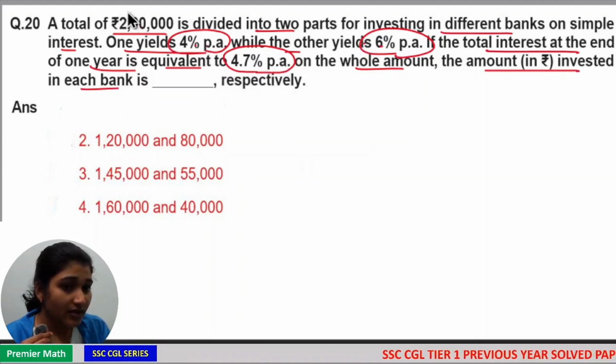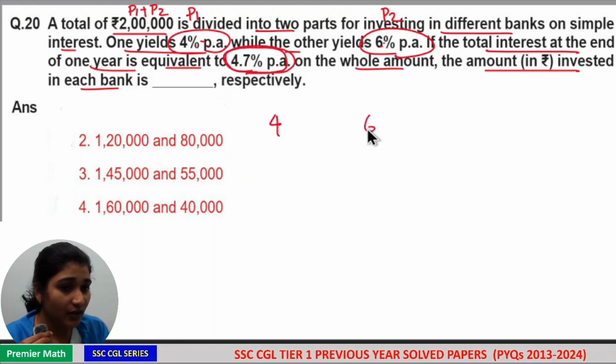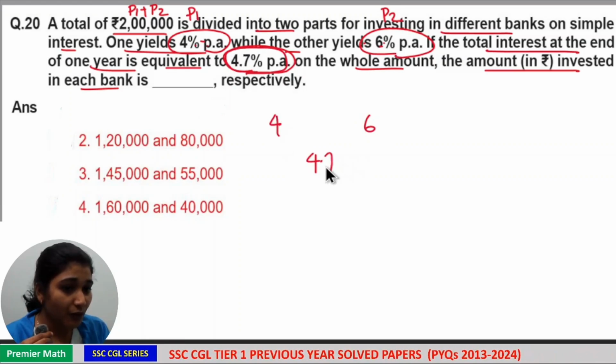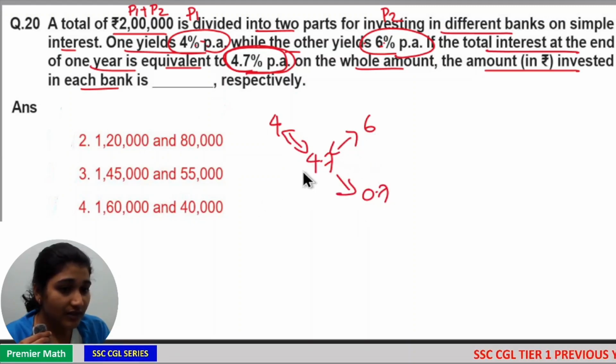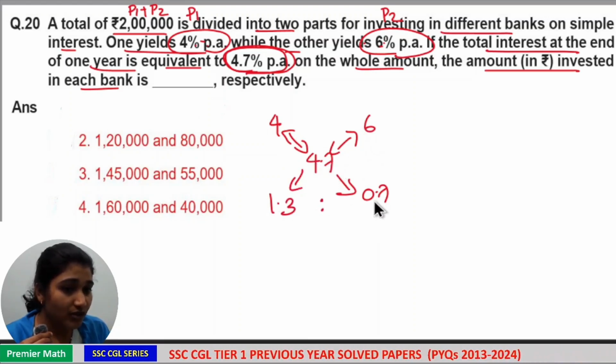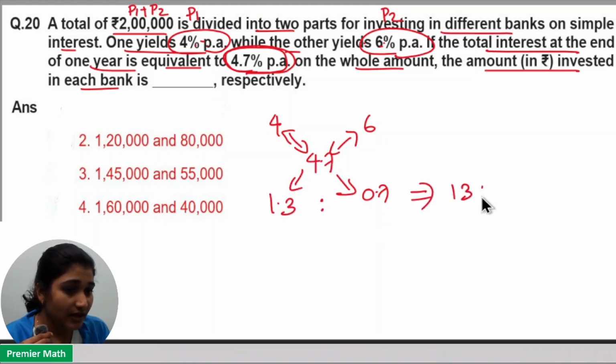Consider the 2 lakh divided as P1 and P2. 4% is the interest on P1 and 6% is the interest on P2. These two, 4% and 6%, combined together form 4.7%. So use allocation. Now take the difference between 4 and 4.7, which is 0.7. Take the difference between 4.7 and 6, which is 1.3. So 1.3 is to 0.7, the same as 13 is to 7. So this is the P1 to P2 ratio.